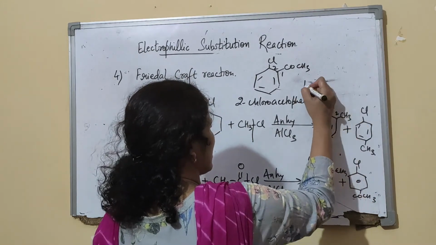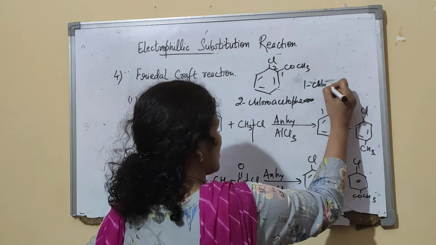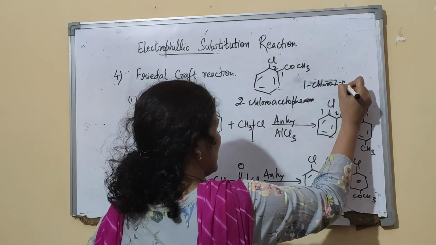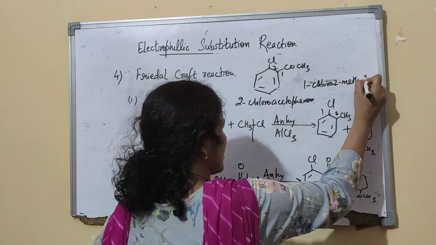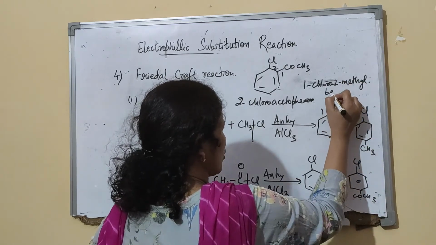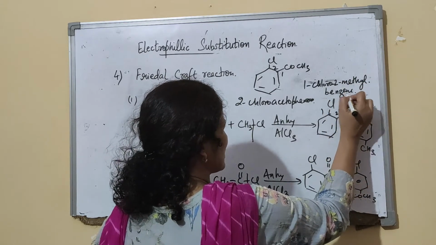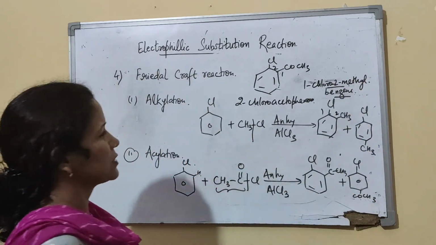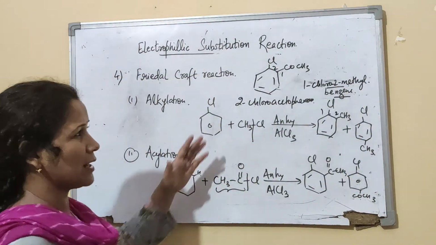We will write alphabetically 1-chloro, 2-methyl benzene, or you can write methyl benzene also as toluene, right? So that is how we write the numbering.